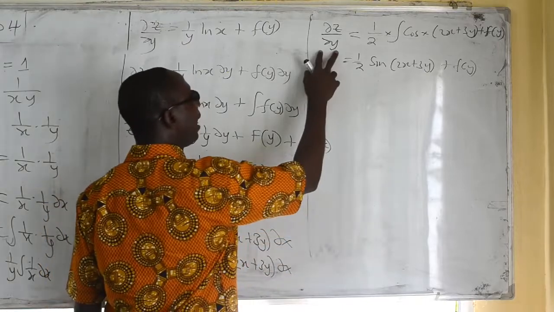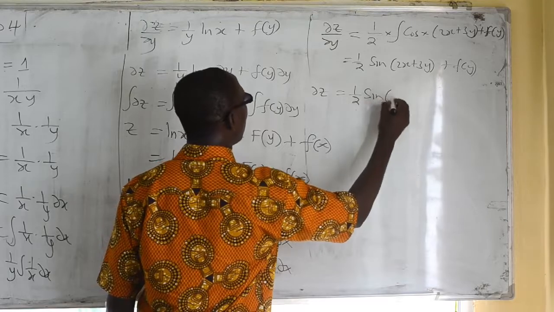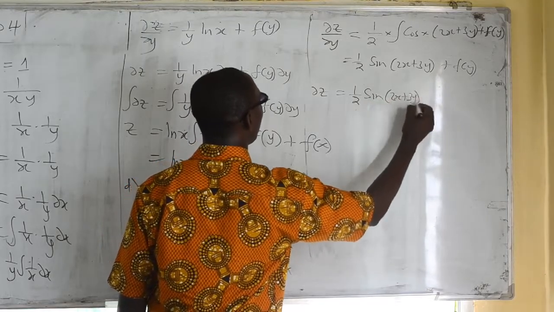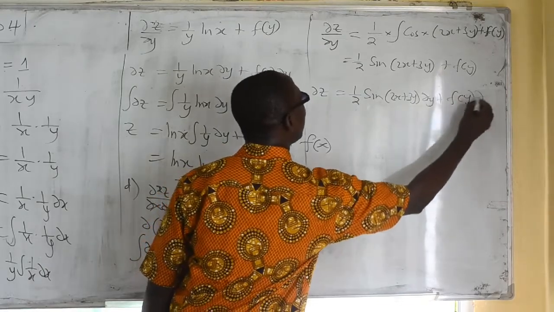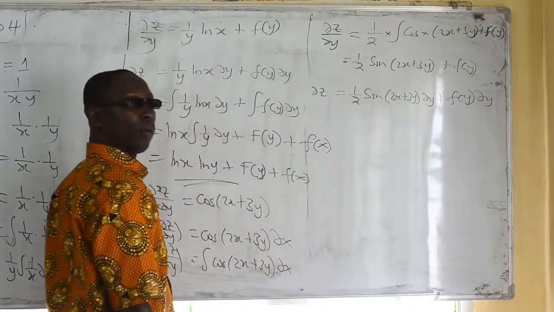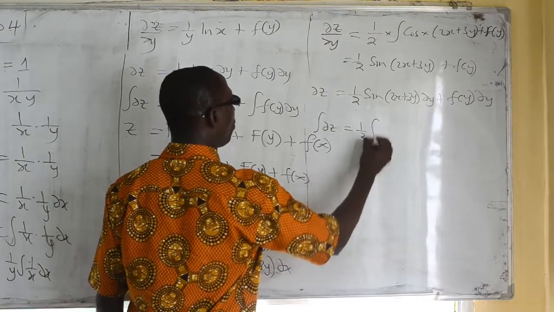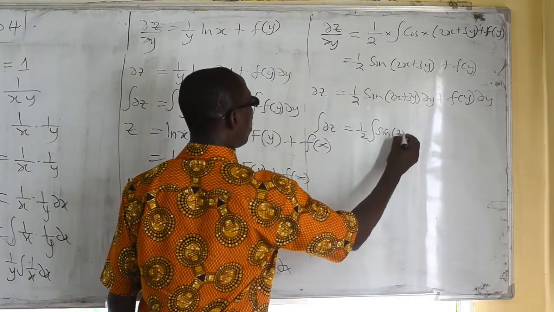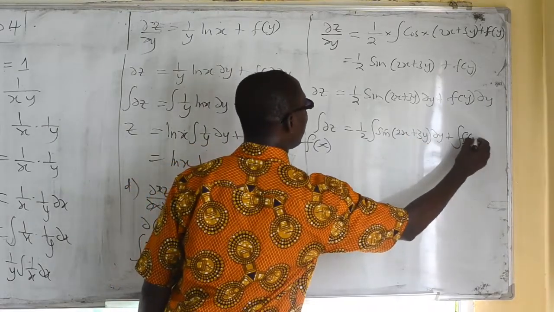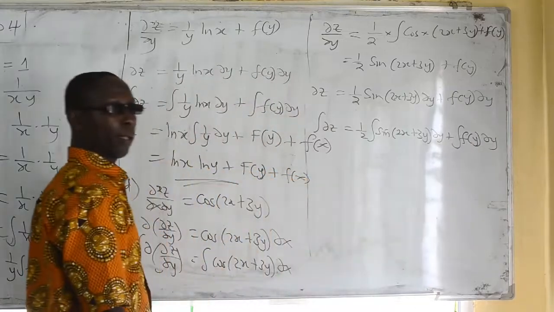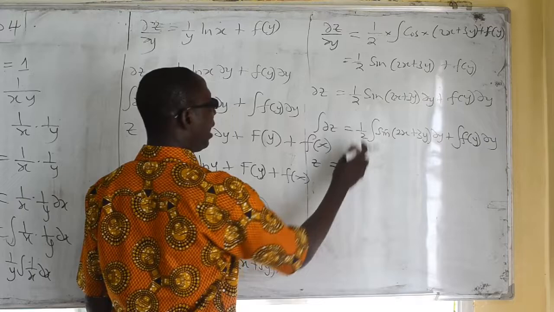Then we multiply through by the denominator. dz is equal to half sine 2x plus 3y dy plus f of y dy. We integrate again. We put integral here. When I integrate the dz, I'll get z. This my half is there.